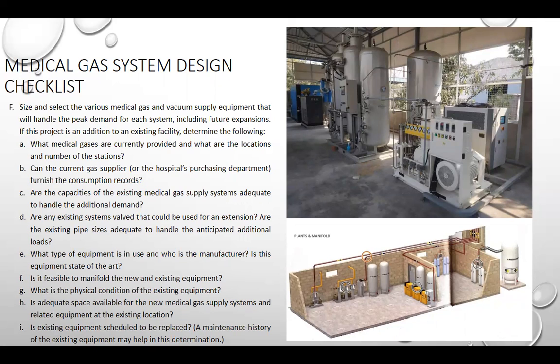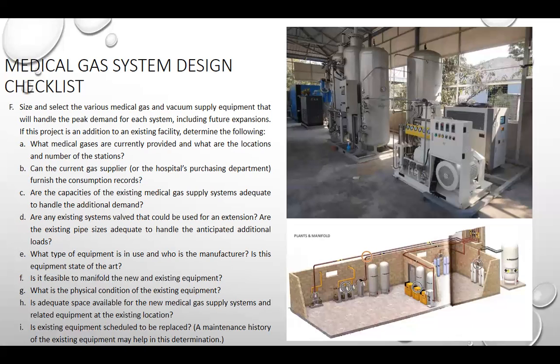If this project is an addition to an existing facility, determine the following. A, what medical gases are currently provided and what are the location and number of stations. B, can the current gas supplier or hospital purchasing department furnish the consumption records? C, are the capacities of the existing medical gas supply system adequate to handle the additional demand? D, are there any existing systems that could be used for an extension? Are the existing pipe sizes adequate to handle the anticipated additional load?